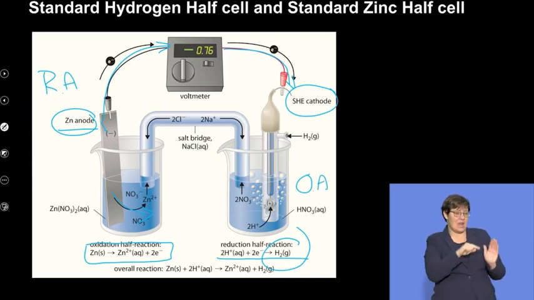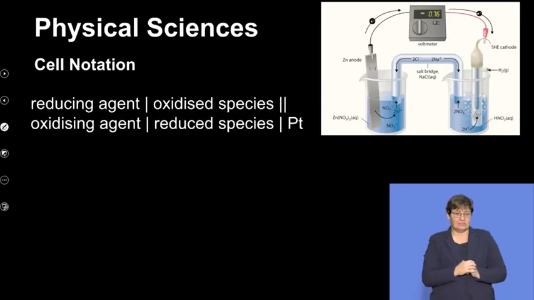Now, let's take a little bit of time to put that fancy diagram into cell notation. So we've already said that the zinc electrode is the reducing agent. So we're going to write zinc solid.